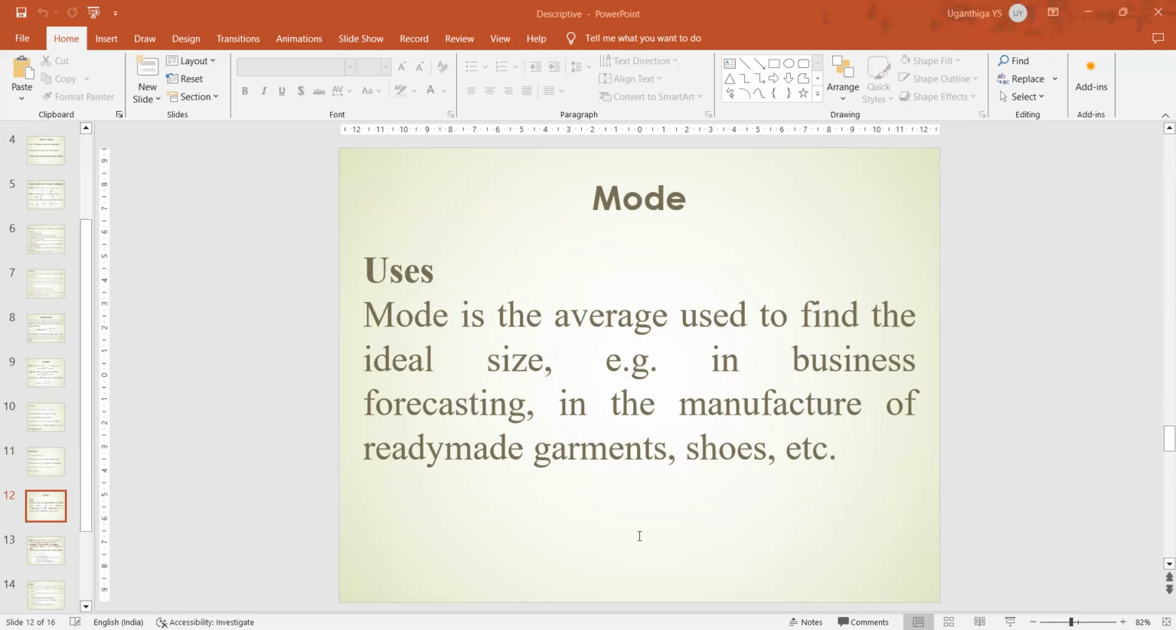Then the next measure is the mode. Mode is also considered one of the positional averages. We can also identify it using graphs. The main purpose of mode is to find the ideal size. For example, in business forecasting, in the manufacturing of ready-made garments, shoes, etc. To identify which size is sold the most, we can use the concept of mode.